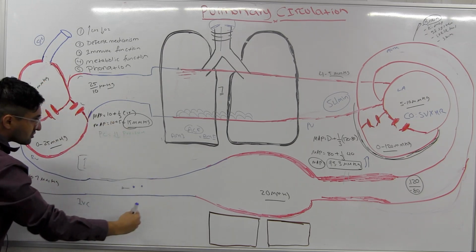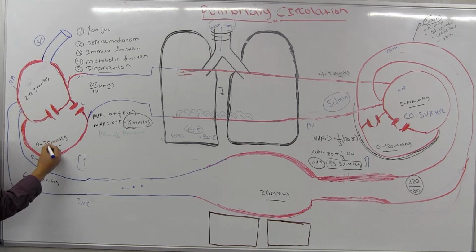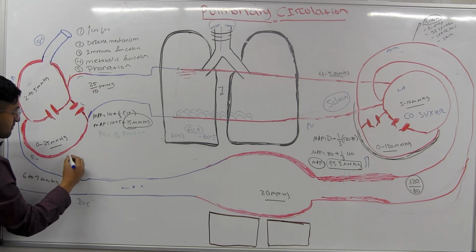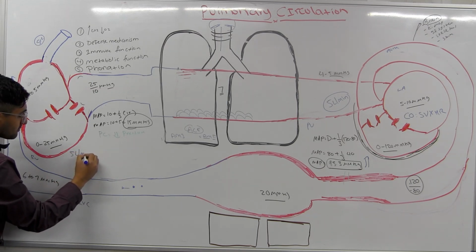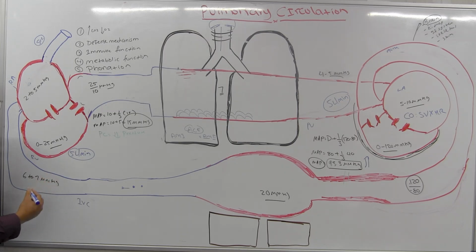That means all the deoxygenated blood is draining into the right side of the heart. That means the right ventricle is also pumping out that deoxygenated blood, right? That means it's pumping out those 5 liters per minute. The cardiac output for the right ventricle is also going to be 5 liters per minute.